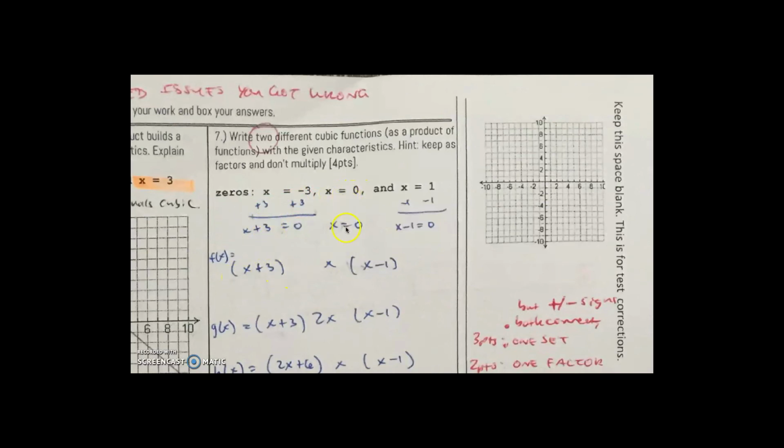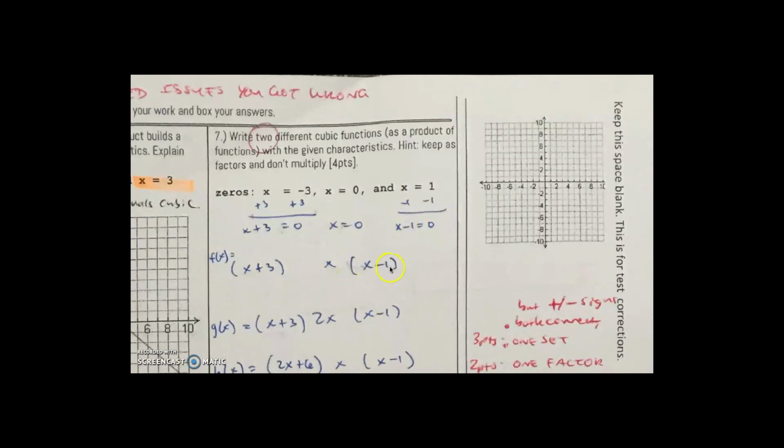x equals 0 is already there, so you can just leave it here, or some of you like to write x minus 0 in parentheses. That would be okay. This one is x equals 1, so you're going to have to subtract it and you get x minus 1. x minus 1 is the factor.